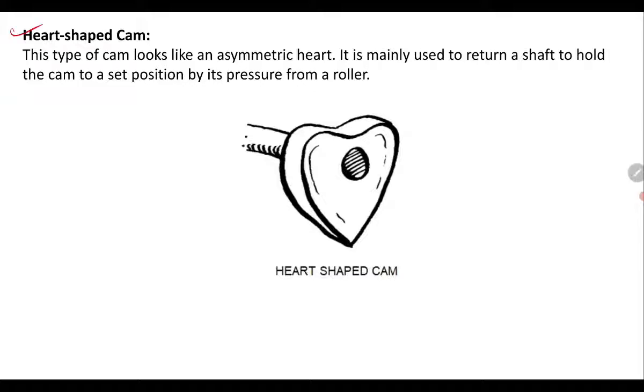And last is the heart-shaped cam. You will see the heart shape here. This type of cam looks like an asymmetric heart. It is mainly used to return a shaft to hold the cam to a set position by its pressure from a roller. So this way we can have different types of cams.